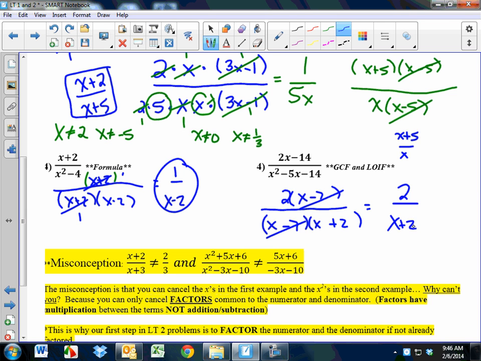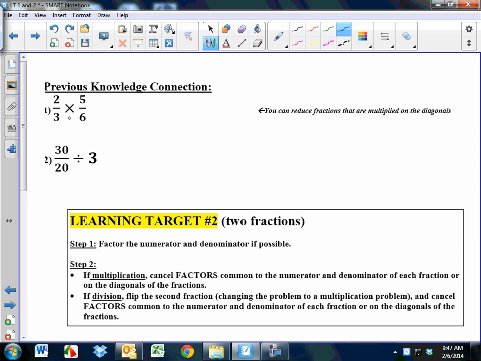Be careful. Some people want to cancel those 2's, but you can't because 2 is a factor of the top, but it is not a factor of the denominator. It's a term of the denominator. So final answer. All right, last page, we won't do all of these.